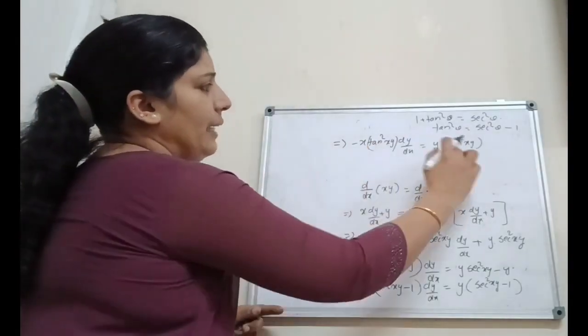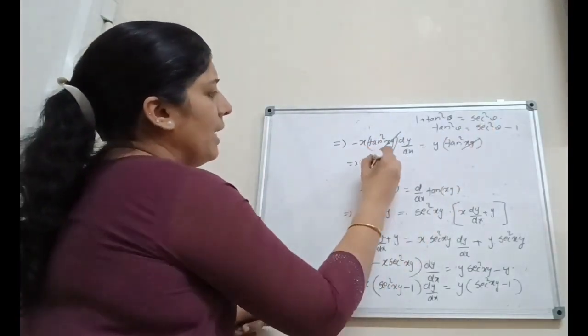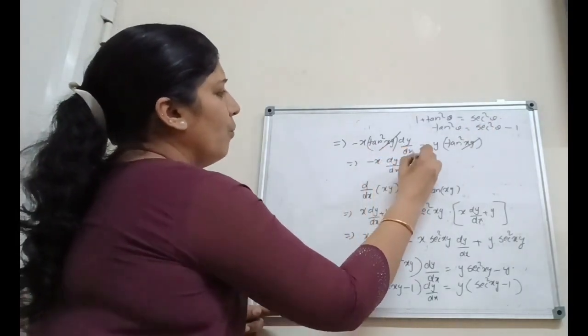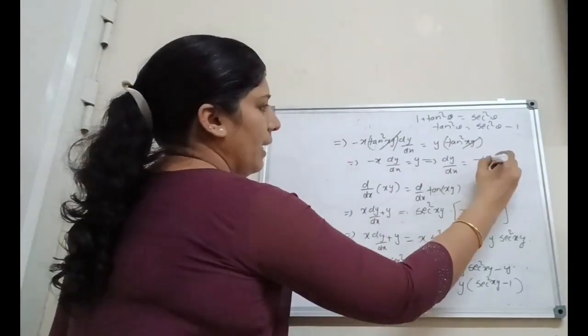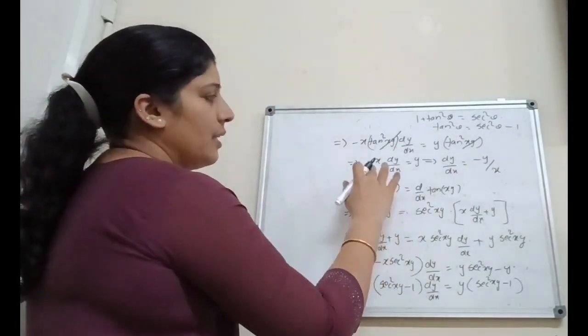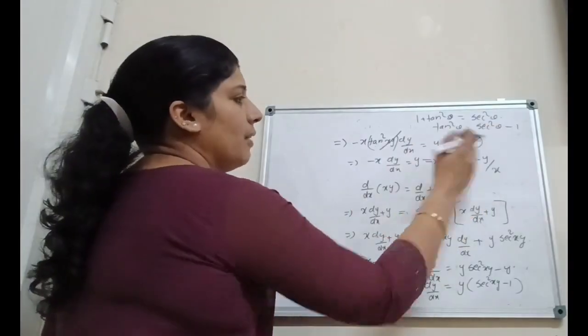Here tan square xy on both sides cancels. That implies minus x into dy by dx equals y. That implies dy by dx equals minus y divided by x. That is, minus x into dy by dx equals y, then dy by dx is minus y by x.